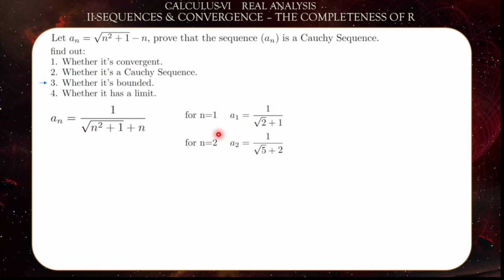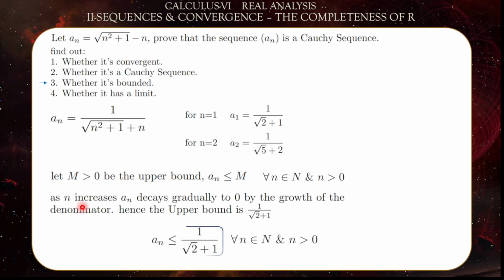Let's check whether a_n is bounded. For n equal 1, a_1 is equal to 1 over (square root of 2 plus 1). For n equal 2, a_2 is equal to 1 divided by (square root of 5 plus 2). So it is decaying, it is descending. Let M greater than 0 be the upper bound. a_n is less than or equal to M for all n within N, the natural numbers, and n strictly greater than 0. As n increases, a_n decays gradually to 0 by the growth of the denominator. Hence, the upper bound is 1 divided by (square root of 2 plus 1).